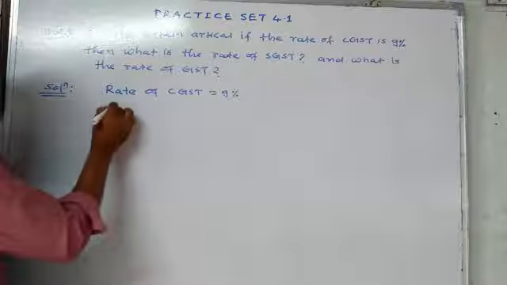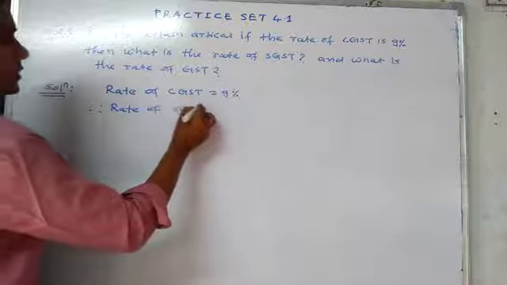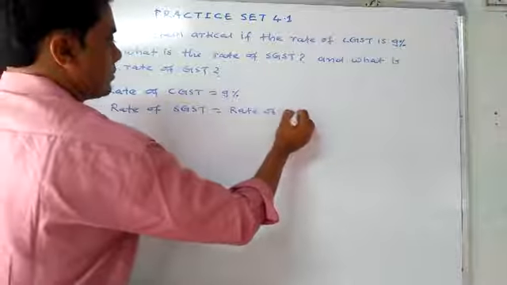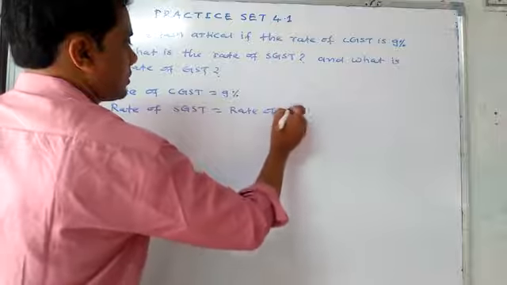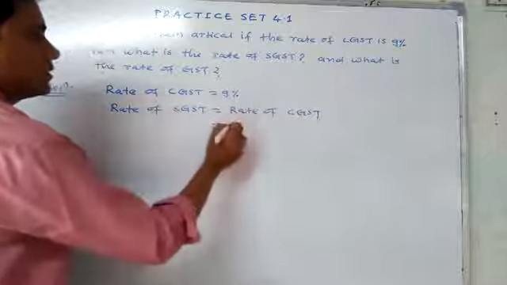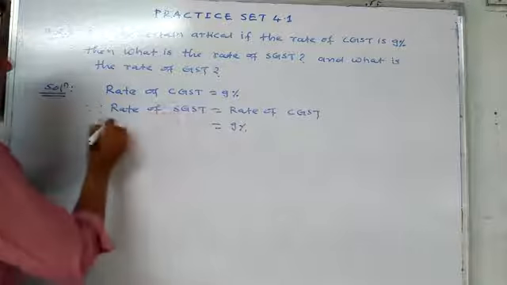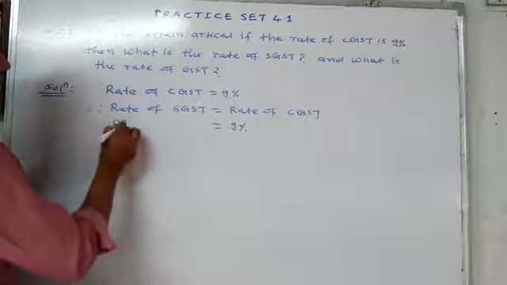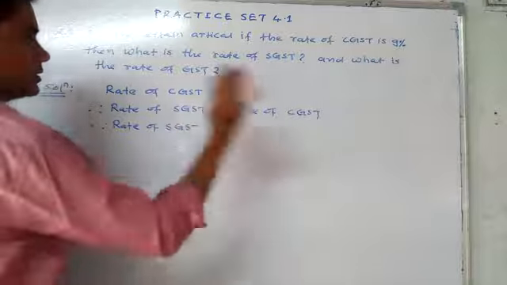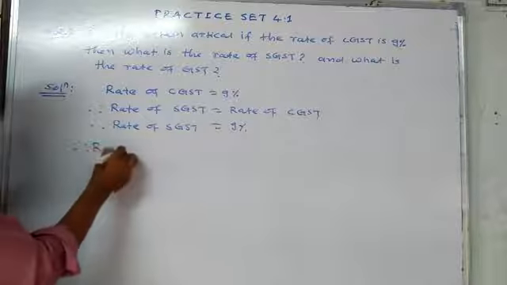Therefore rate of SGST is equal to rate of CGST, that is 9%. Therefore rate of SGST is 9%.